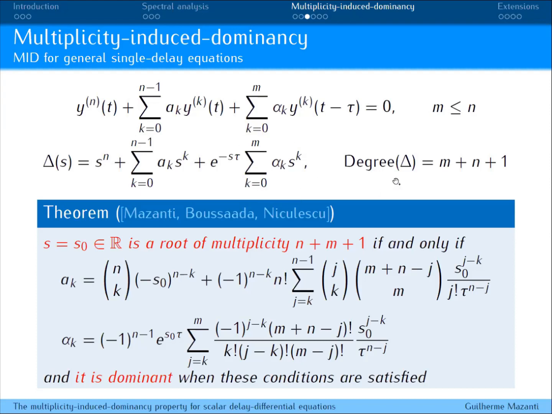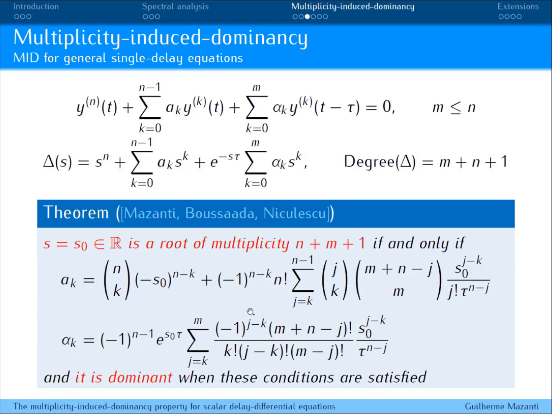And if you go back to the definition of degree of quasi-polynomial that I've given, you realize the degree of this is m plus n plus 1. So this is the maximum multiplicity a root of this can get. And what you can show is that a certain real number is a root attaining this maximum multiplicity if and only if we have some relations satisfied by the coefficients of our system, the root of maximum multiplicity, the delay tau, and of course, n and m.